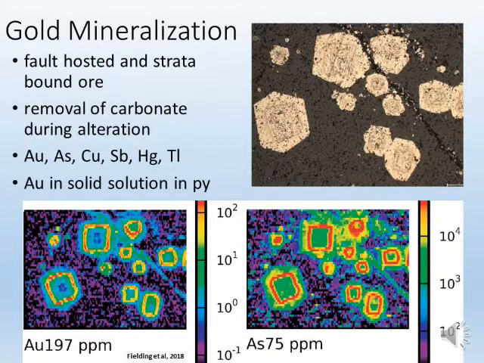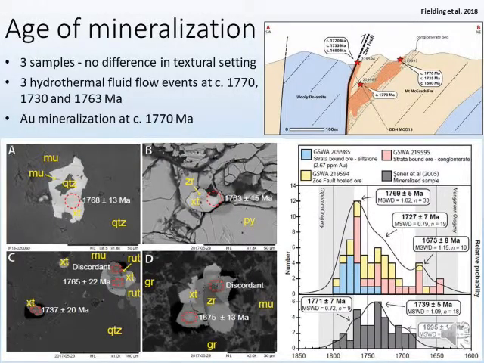So from this sample, we sampled three different rocks: one from the Zoe Fault and two from the strata-bound ores. And these gave us three ages. We actually got the same results as previous researchers, which was good, because then we could associate them with what textures we thought were associated with gold. So unlike the previous work, we actually think that the 1770 event is linked to the gold mineralisation as opposed to the 1730, and there are several reasons for this.